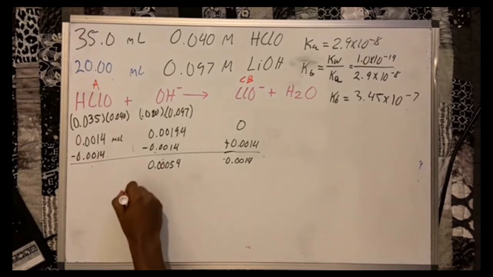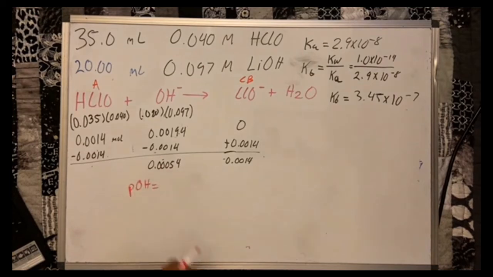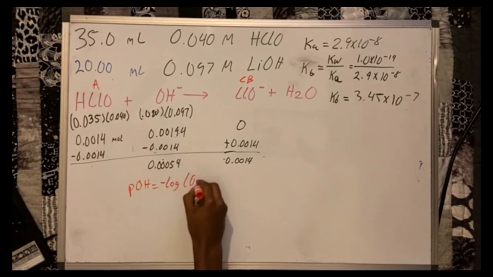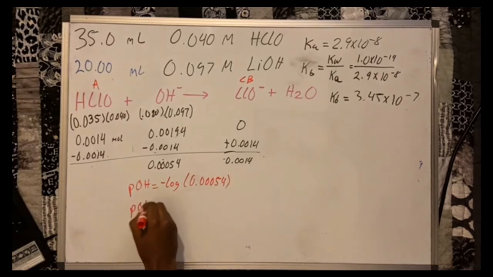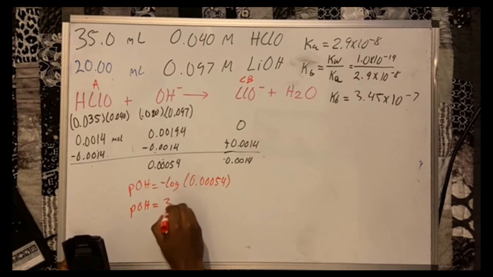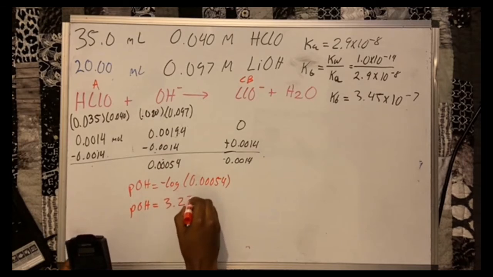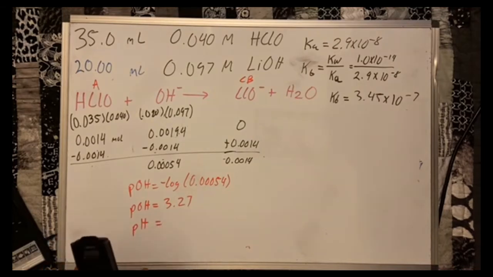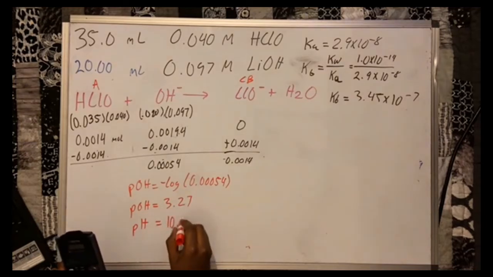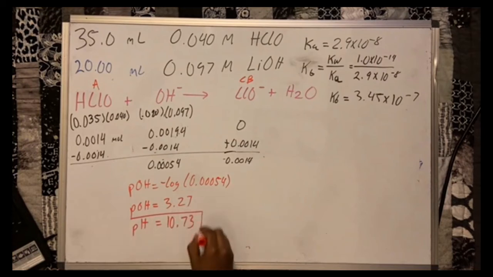So pOH equals negative log of 0.00054. So my pOH is 3.277, and so my pH is 14 minus this, so 10.73. Bam, there it is.